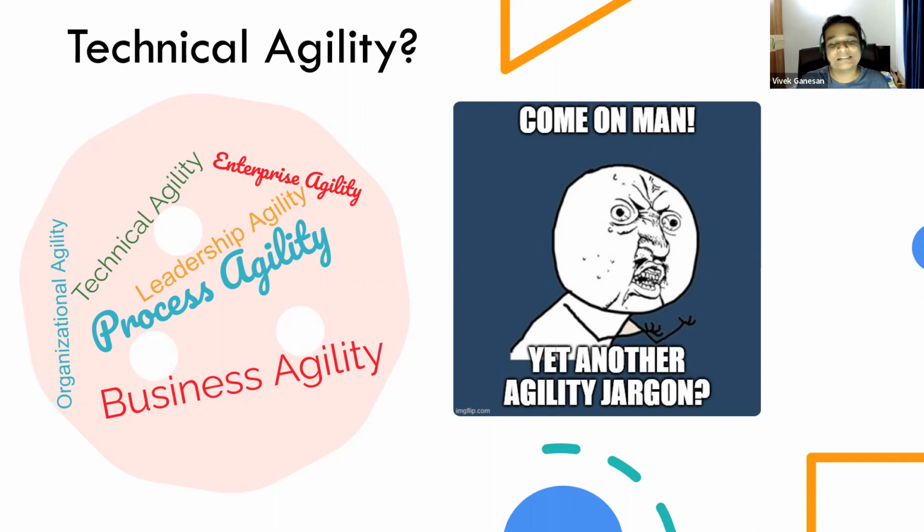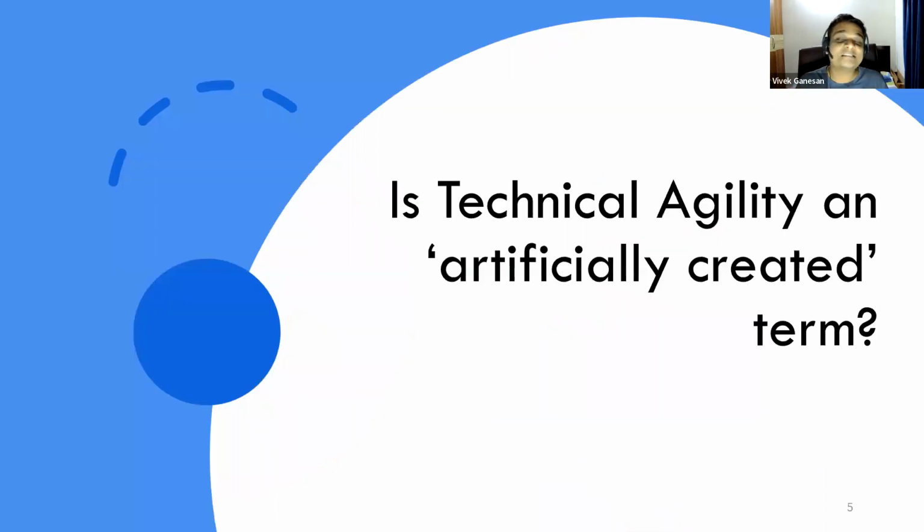So people get understandably irritated by the mention of additional jargon called technical agility. Today we are going to talk about a very common question: is technical agility an artificially created term?